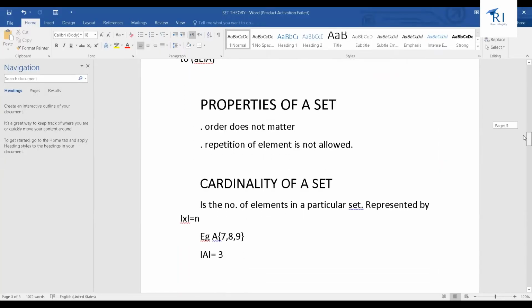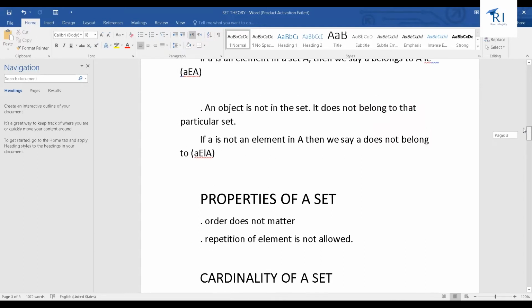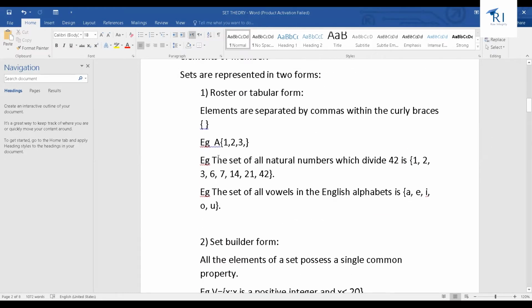Now properties of a set. While writing sets, the order does not matter and repetition of elements is not allowed. Like here, if we have a set, let's go back to the example, 1, 2, 3. If I have this same set A, 1, 2, 3, I cannot write 1, 2, 3, 3. I can't repeat the same element 3 or 2 or 1 again.